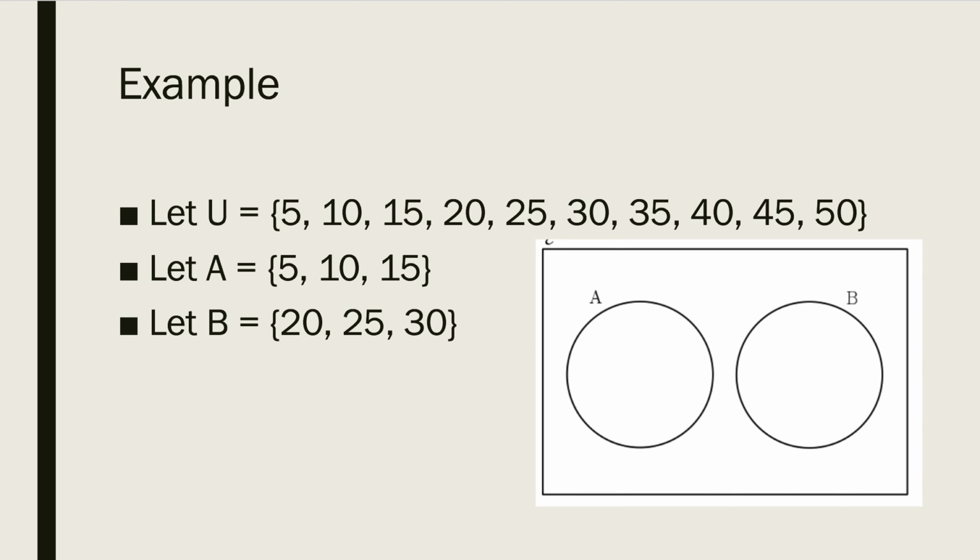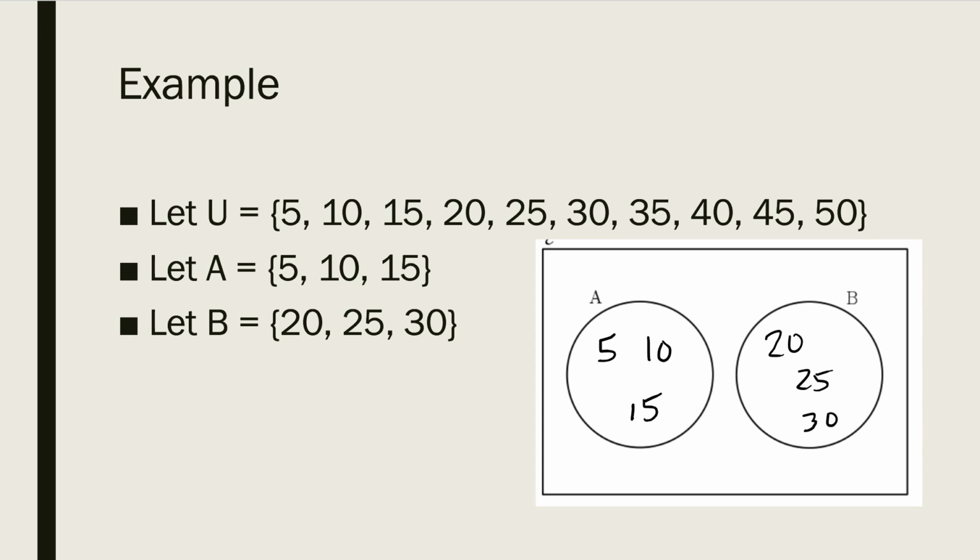Okay, and then the final example, we have set U, which has the multiples of 5 from 5 to 50. We have a set A, 5, 10, and 15. And we have a set B, 20, 25, and 30. And note that A and B don't have anything in common. Therefore, the circles are completely separate. So for circle A, I'm going to go ahead and write the elements in, 5, 10, and 15. For circle B, 20, 25, and 30.